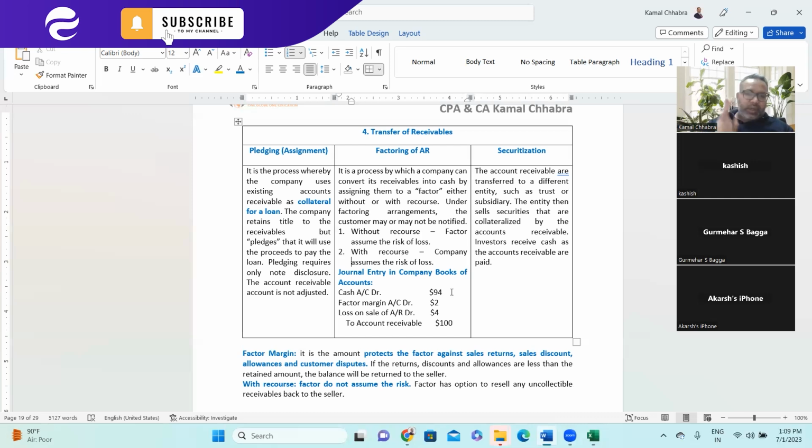So there are two types of factoring. So far, you understood what the accounting entry in your books is? Yes, sir. Now coming to the second phase. After 30 days, if SL gets the collection, then what will happen? And if SL does not get the collection, what will happen? If SL gets the collection, then you have nothing to do. No accounting entry is required in your books.